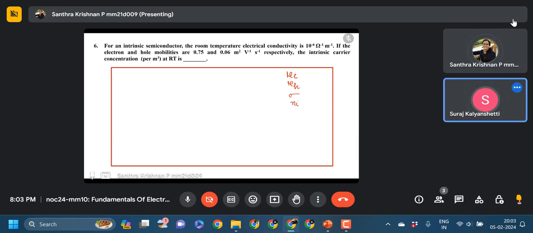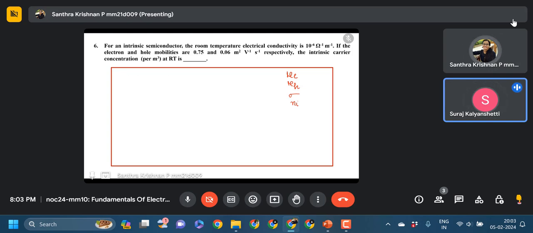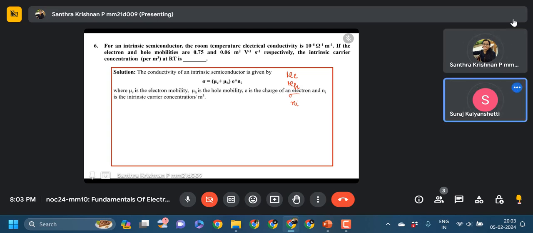Ni is equal to Nc. The electrical conductivity is given. Conductivity is sigma, right? The first equation is sigma is equal to N e mu E plus P e mu H. Yeah, here everything is given. The only thing you have to find out is Ni.